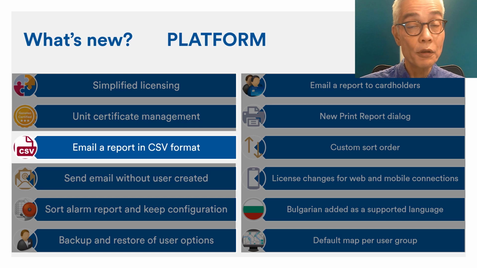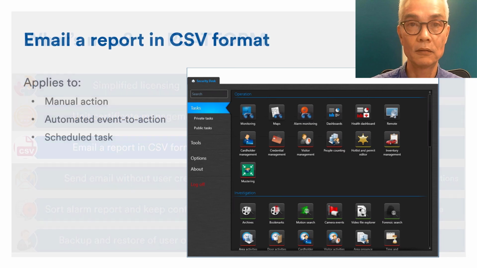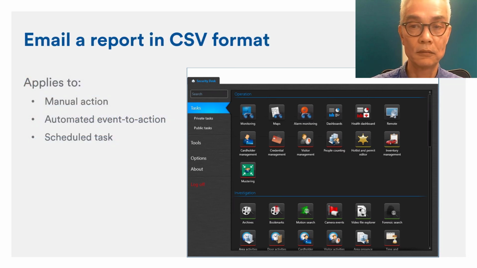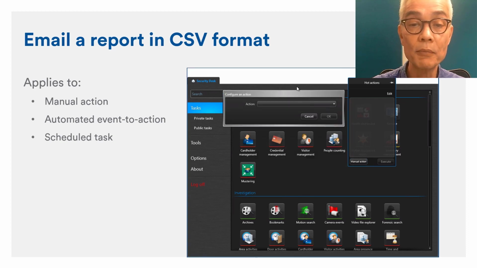Moving on. The third of the 12 new features in the Security Center 5.11 platform would be the ability to email a report in CSV format. So previously, reports in Security Center could be sent in either PDF format or Excel format. And what you'll find now is the action to email a report. I'll just show you as a manual action.